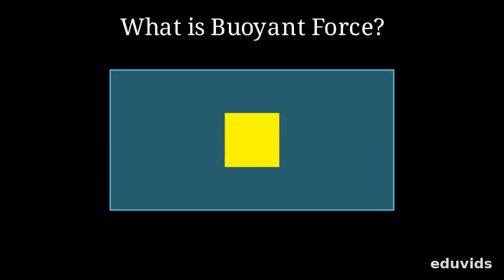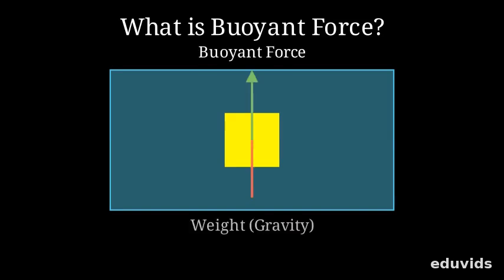Imagine an invisible hand pushing you up in water. That's the buoyant force. It's an upward push from a fluid, working against an object's weight. This force makes things feel lighter, or even float.